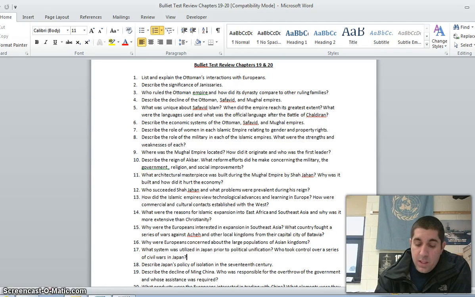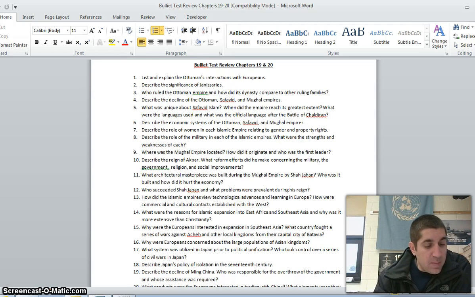Shiite Islam is unique in the Safavid Empire. Abbas the Great was the main ruler that really grew the Safavid Empire. They were originally speaking Turkish, and then after the Battle of Jahan, they switched to speaking Persian. And the Battle of Jahan was between the Ottomans and the Safavids.